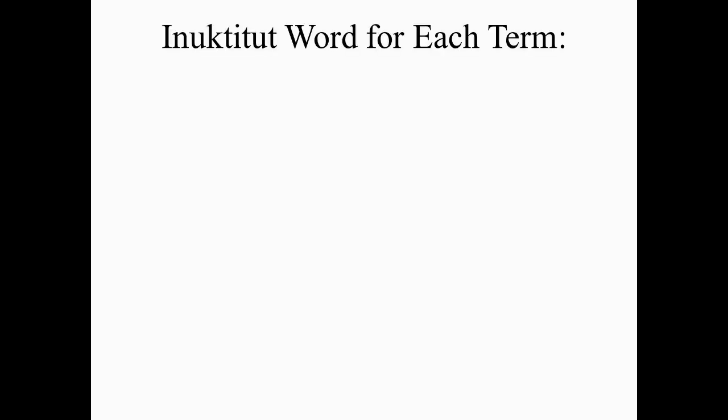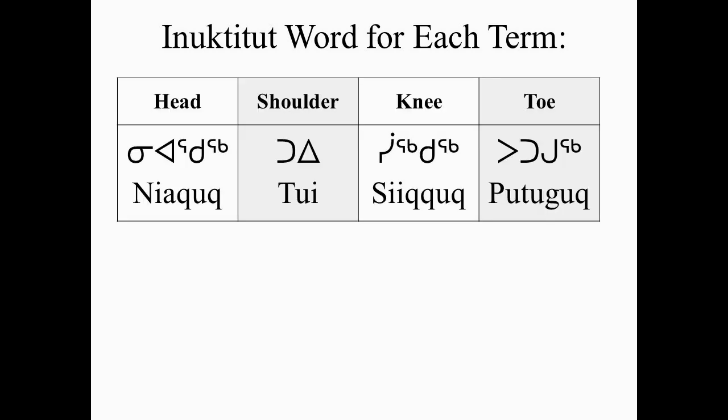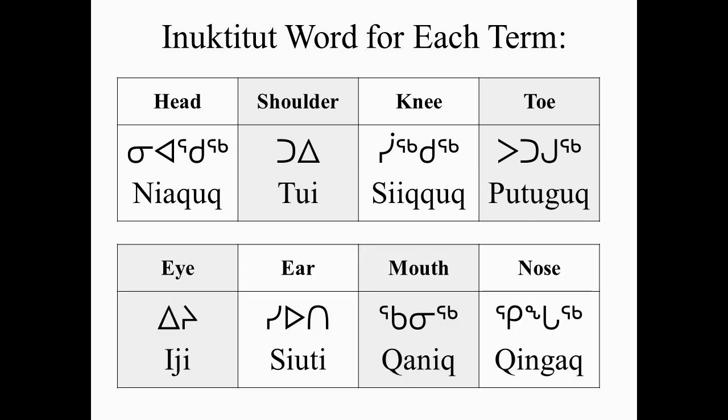Here are the Inuktitut words for each term. Neakuk, tui, sekuk, putuuk. Iyi, siuti, kanek, kengak.